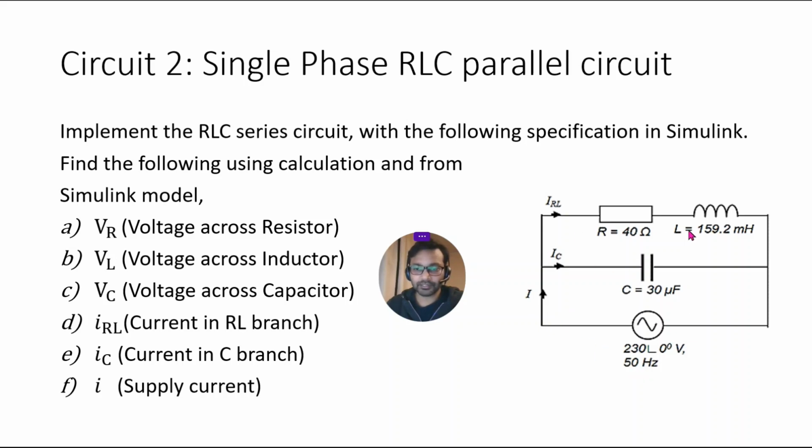So for this particular circuit we have to implement it in Simulink, and then we have to find out the voltage drop across resistance, inductance, capacitance, and also we have to find the branch current, that is the current flowing through the resistance and inductance and the current flowing through this capacitor, and also the supply current. So let us go on to Simulink and let's try to implement the circuit.